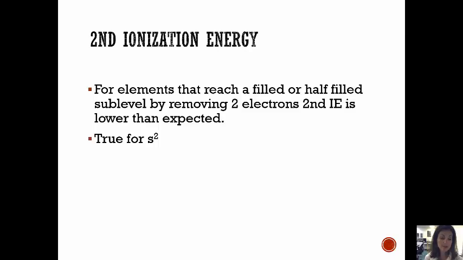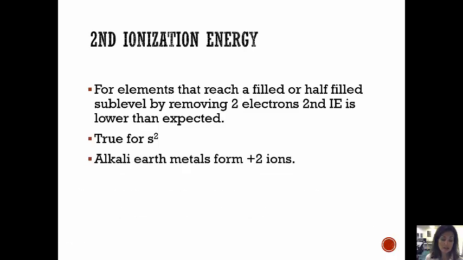What you have is, if you've already pulled one off, the second ionization energy is going to be lower than expected. It's still higher than the first ionization energy, but it's lower than you expect because what the second ionization energy accomplishes is noble gas configuration. It accomplishes that octet. So the alkali earth metals form 2+ ions. They are stable ions when you've removed 2 electrons from them. Why? Because it gives them noble gas configuration. It gives them that S2P6 stable electron configuration.